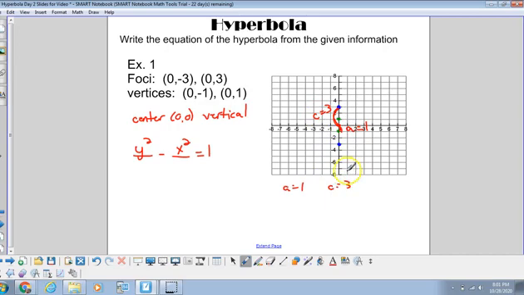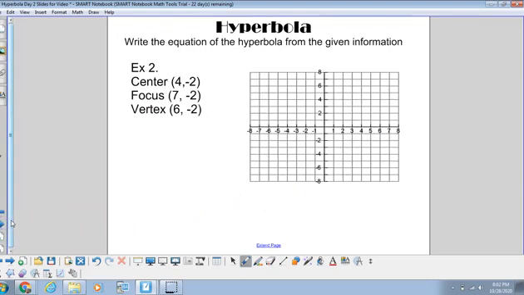So we would use our relationship c squared equals a squared plus b squared to solve. c is 3, squared, which is 9, equals a squared, which is 1, plus b squared. So that means b squared equals 8. So we just need to put those values into our equation. Our a is 1, a squared is 1, and b squared is 8.